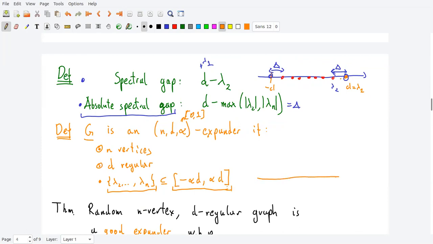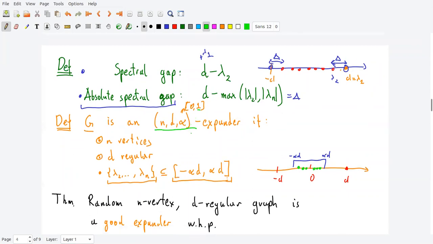So in other words, on this picture, here is this one eigenvalue d, here is 0, here is minus d, but apart from this, all the eigenvalues are in some smaller interval between minus alpha d and plus alpha d. So they are somehow alpha-concentrated around 0. The alpha expander will be a good expander for us if alpha is strictly smaller than 1, in the sense that they are really separated from the borders of this interval minus d, d. So all of this game will be about constructing and using good expanders in this sense.